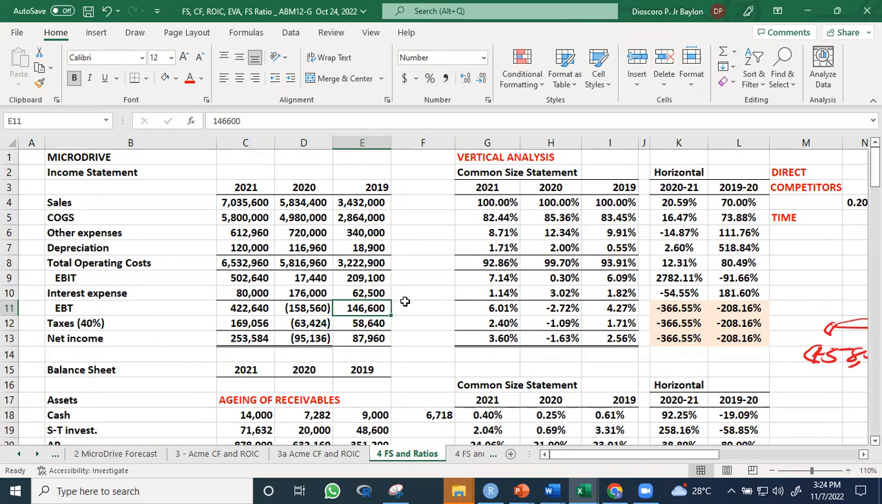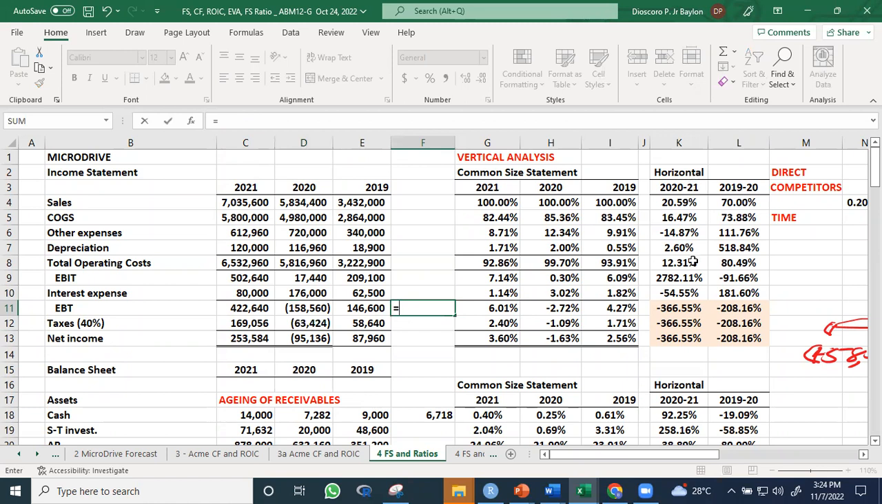Okay, ito, class, no? From 146 up to negative 158. So we know that the value went down. Okay? And then it went down by how many percent? Kasi if we're going to use the formula, yung horizontal natin is the current value divided by the previous value, okay, minus 1.